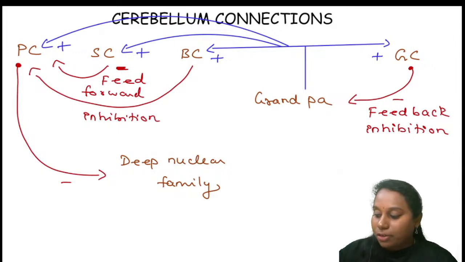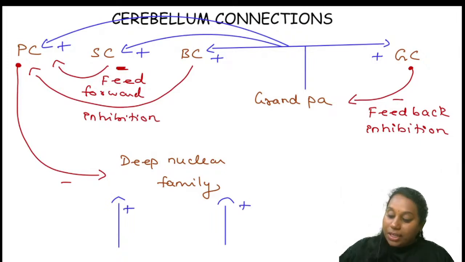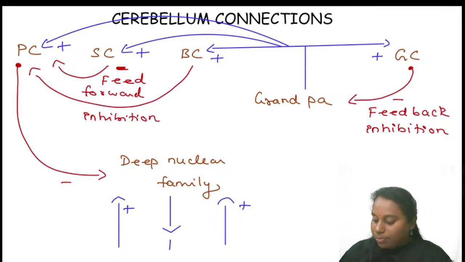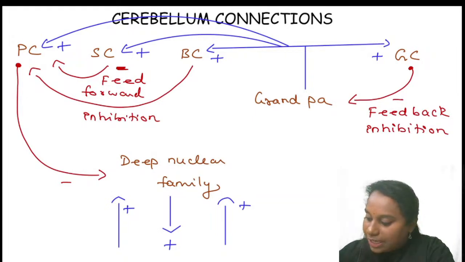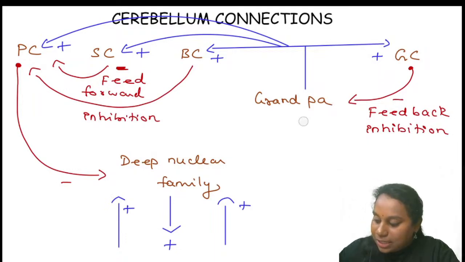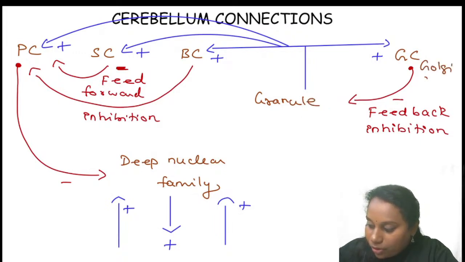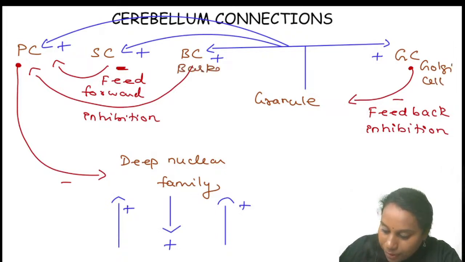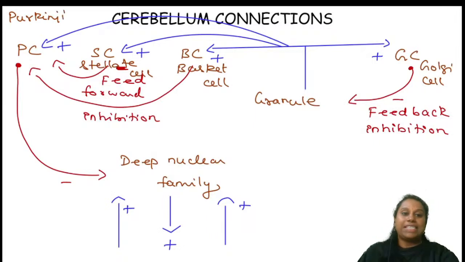Although so much confusion is going on inside the family, it gets plus from outside, and in turn also gives back plus. This is the cerebellar connection. Now let's correlate with the cerebellum. Grandpa cell, which is that cell which sounds like gran in the cerebellum? Yes, granule cell. So this grandpa is granule cell. And GC, Golgi cell. BC, basket cell. SC, stellate cell. And PC, Purkinje cell.